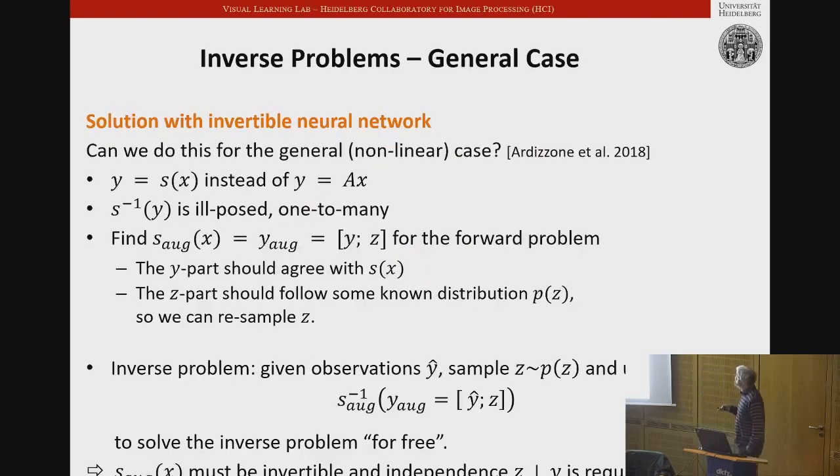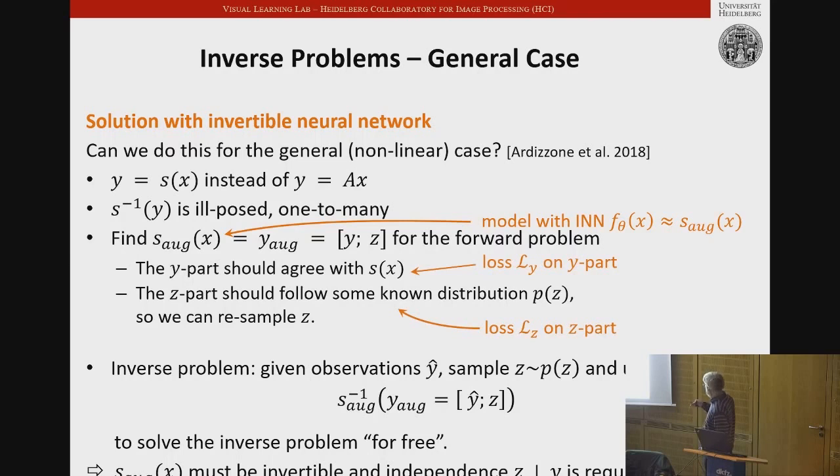Okay, so now I have already shown this slide about the general approach, and now how does this work with the invertible neural network? So this forward process is now the mapping that's implemented by the neural network. The agreement of the y part is enforced by minimizing some loss on the y part. And that z follows a known distribution is enforced by some loss on the z part. And that this function is invertible is automatic because we designed our neural network to be invertible. And this independence is also enforced by this loss on z.